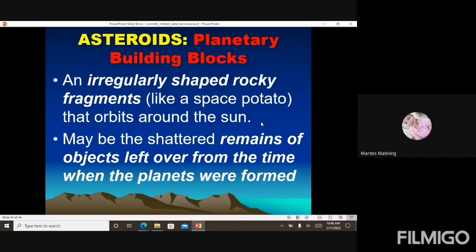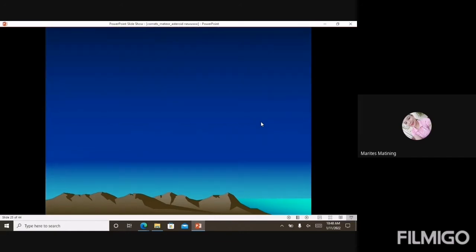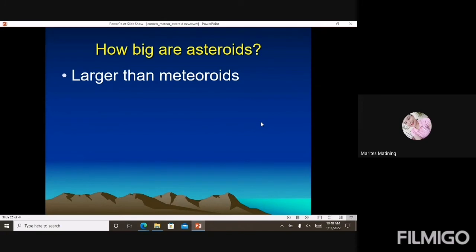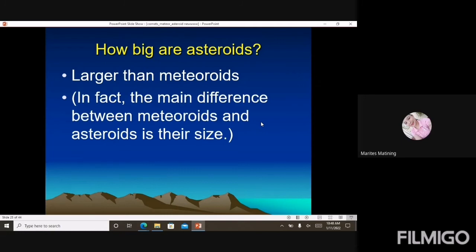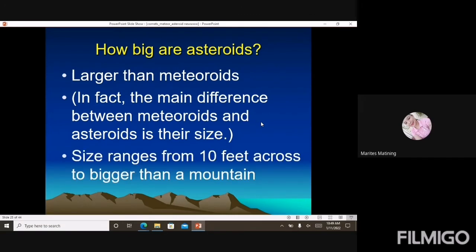Sila daw yung asteroids natin. Okay. Larger than meteoroids. So, how big are the asteroids? In fact, the main difference between meteoroids and asteroids is their size. So, pag mas malalaking bits ng rocks, that's asteroids. Pag mas maliliit, meteoroids. So, something to do with their sizes. Size range from 10 feet across to bigger than a mountain. So, that's how big an asteroid is.